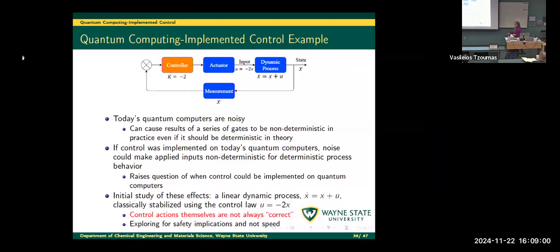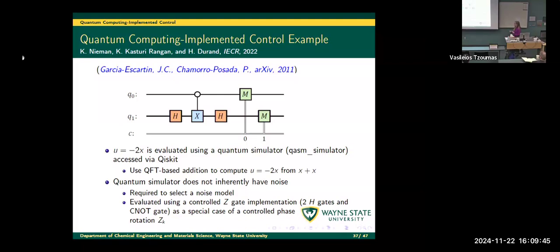What will happen? In order to start an initial study of this, we looked at a very simple dynamic system: x dot equals x plus u, where u is going to be -2 times x. This would be stabilizing if we were able to implement it exactly. But now we're going to look at what happens if I can't always implement this as -2x, because the control actions might not be correct since I'm using this noisy computer to calculate it. So we're going to explore the implications of this for safety. And I want to highlight, not for speed. I'm not saying that this is a good application of a quantum computer, or that this is a speedy algorithm compared to just doing addition on your normal computer. I'm just trying to say that we are looking at this from a safety perspective.